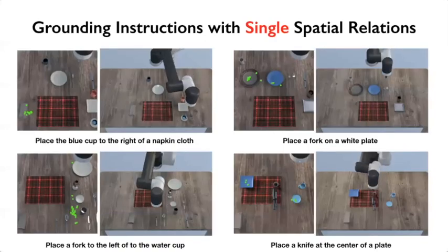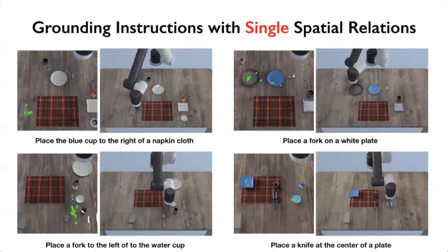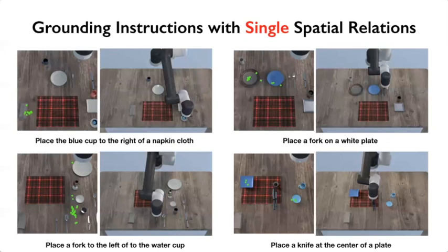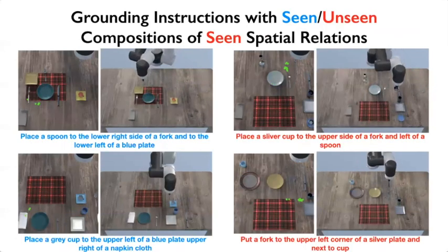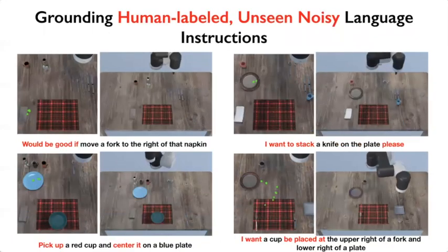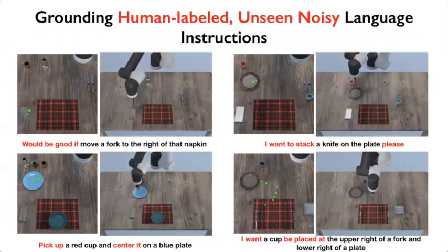We show that our approach can ground spatial relations with positional ambiguity and generate the multimodal distribution of object placement conditioned upon the instructions with referential ambiguity. Our approach can also deal with instructions with seen or unseen compositions of seen spatial relations, with or without referential ambiguity. Moreover, we test our model with human-labeled instructions to test natural requests from human beings.